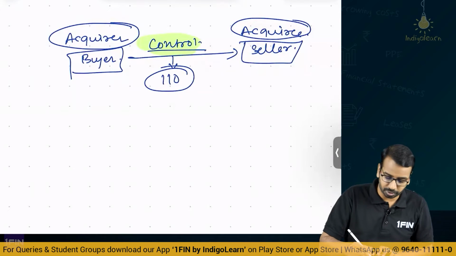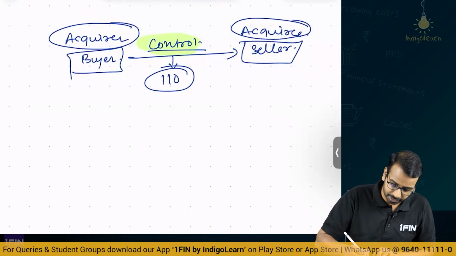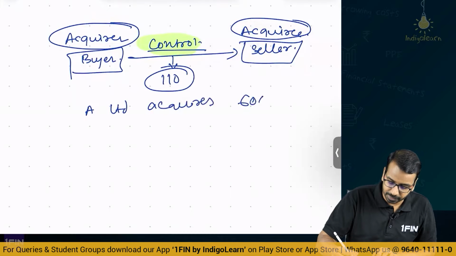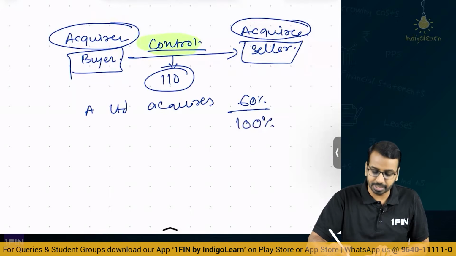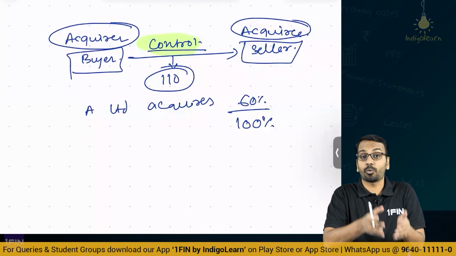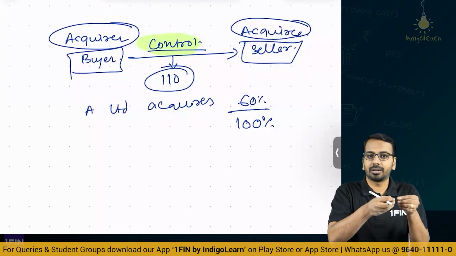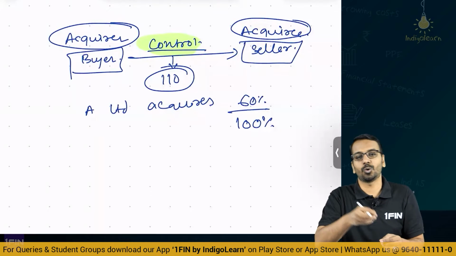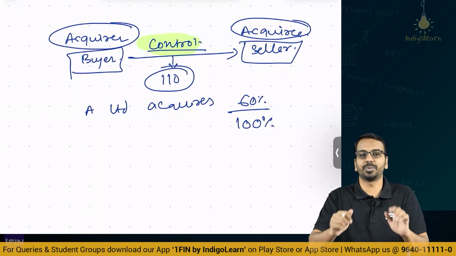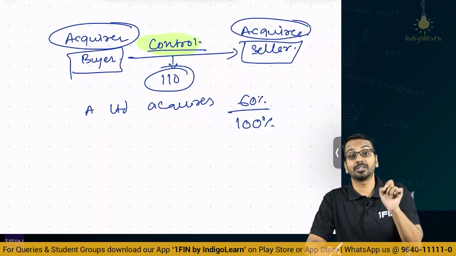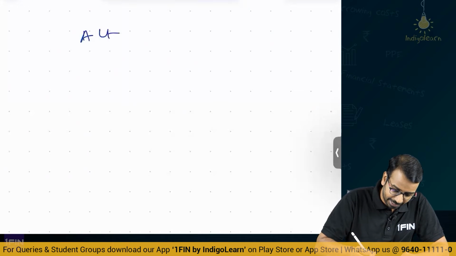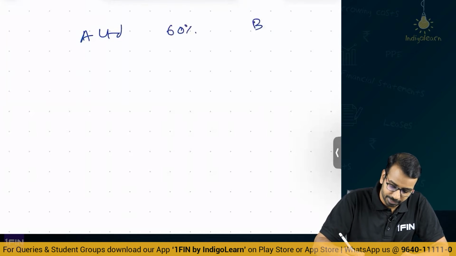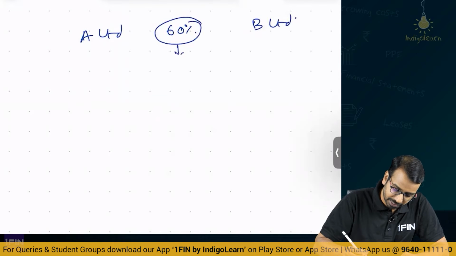But from an examination point of view, they may say, let us say A Limited acquires 60% of stake in B Limited, or A Limited acquires 100% of stake in B Limited. So, like this in the question they will tell you what is the control which the acquirer has over the acquiree, and then you will apply the principles of Ind AS 103, that is business combination. Okay. Now, let us say A Limited has acquired 60% in B Limited. So, we have said this 60% will give us control.